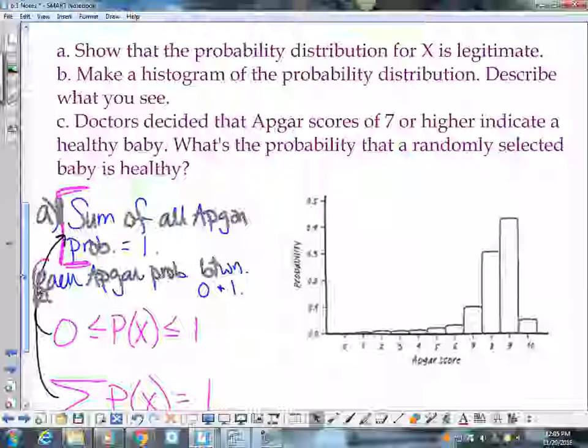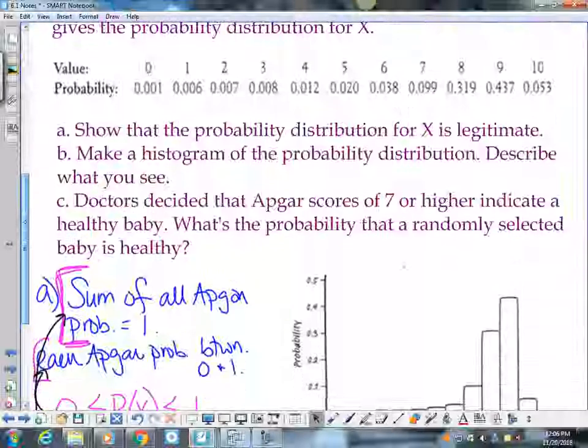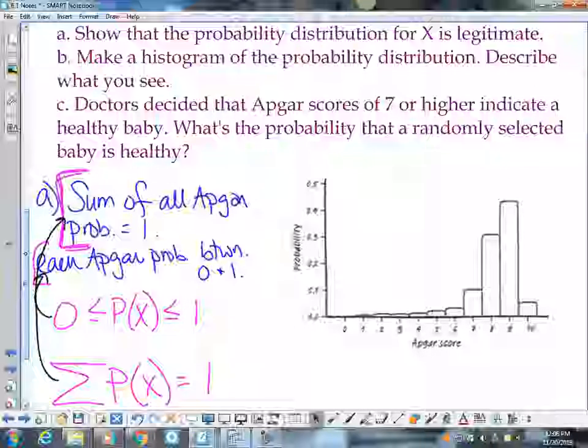He says, make a histogram for the probability distribution. Describe what you see. Okay, to avoid having to make another histogram, I've provided one here for you. Let's make sure we're okay with it. Did we label? And I could have labeled this with what? X, because they defined what X was. Then this is the probability of X. I had 0 to 10, and my highest probability was, what, 0.437? So I went up to 0.5. These are tiny, tiny, tiny, like almost hard to distinguish between the two. And then you can see the big ones.